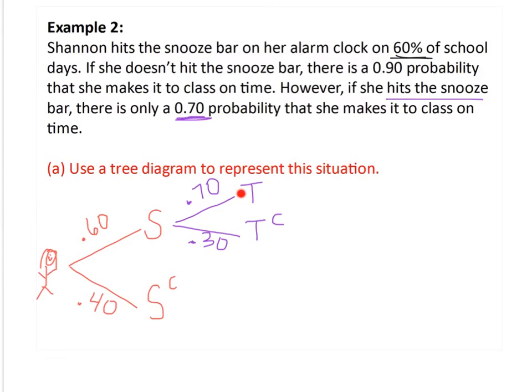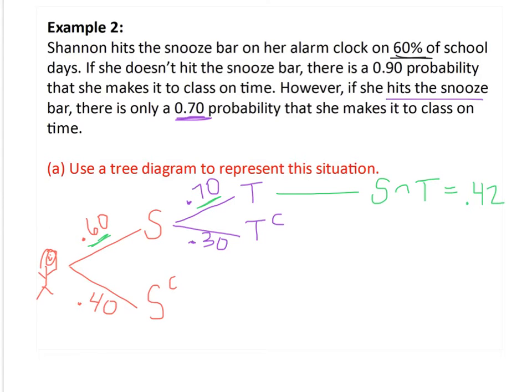So 70% of the time she makes it on time, 30% of the other times she doesn't make it on time, or the complement of making it on time. Well, now if I want to know the probability of these two events happening, she hits the snooze and she makes it on time, I multiply my branches together. So the probability of snoozing and making it on time is 0.6 times 0.7, or 0.42.